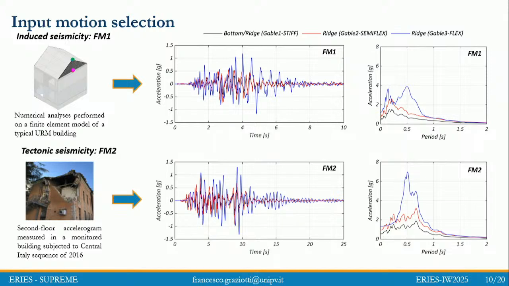The induced seismicity earthquakes are very, very low, so we also took the chance to study further with a higher intensity. Considering the induced seismicity, we use a very detailed finite element numerical model of a terrace house, in order to obtain the floor motion, as well as the ridge beam accelerogram, for the three configurations: rigid, semi-flexible, and flexible.